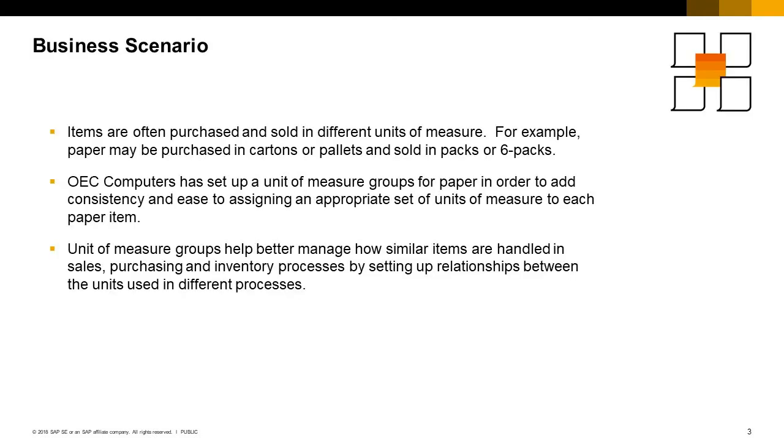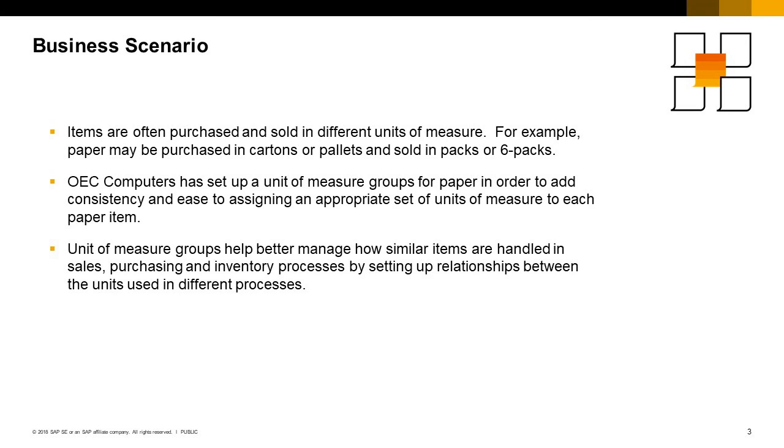Items are often purchased and sold in different units of measure. For example, paper may be purchased in cartons or pallets and sold in packs or 6-packs. The company has set up unit of measure groups in order to add consistency and ease to assigning an appropriate set of units of measure to each item.